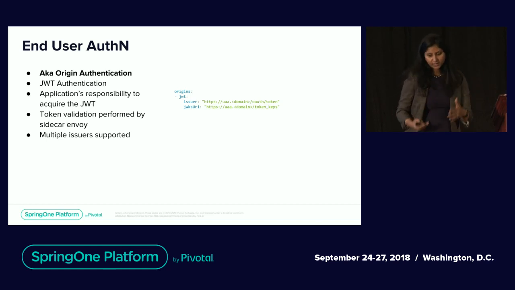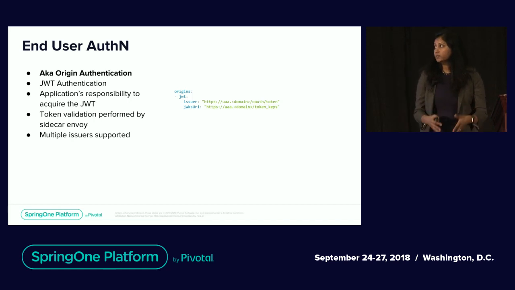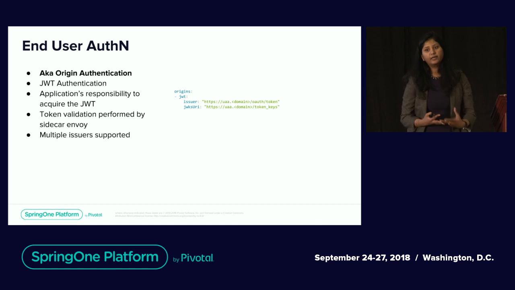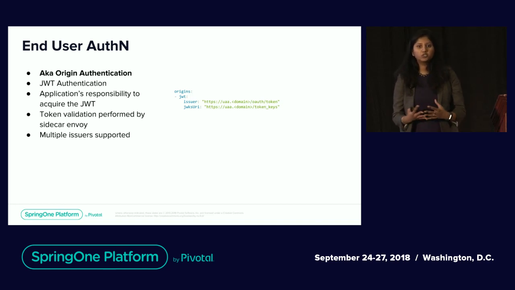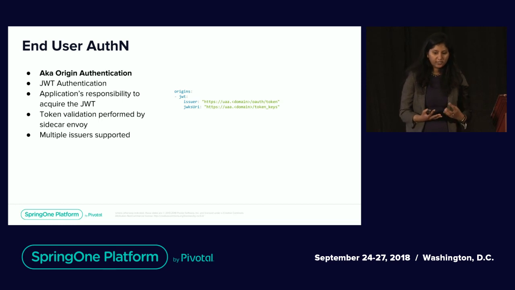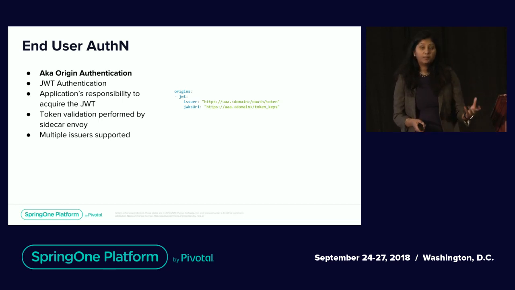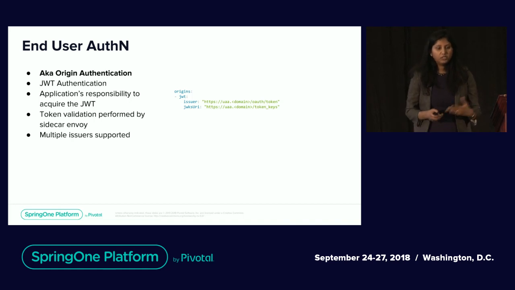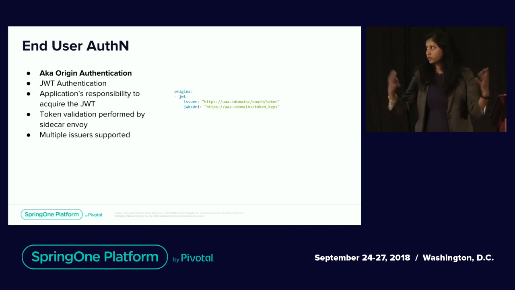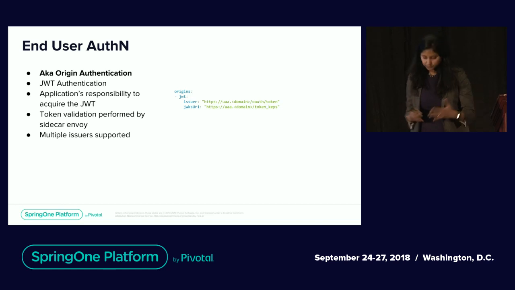This is something that Pivotal is working with the Istio community on: how do we standardize on the end user identity acquisition as well. Today, though, what is supported is if an end user identity is passed in the form of a JWT, which stands for JSON Web Token. It is an assertion of an end user, so it contains information about the end user. It could be user attributes, group information, so different things flow in the JWT token.